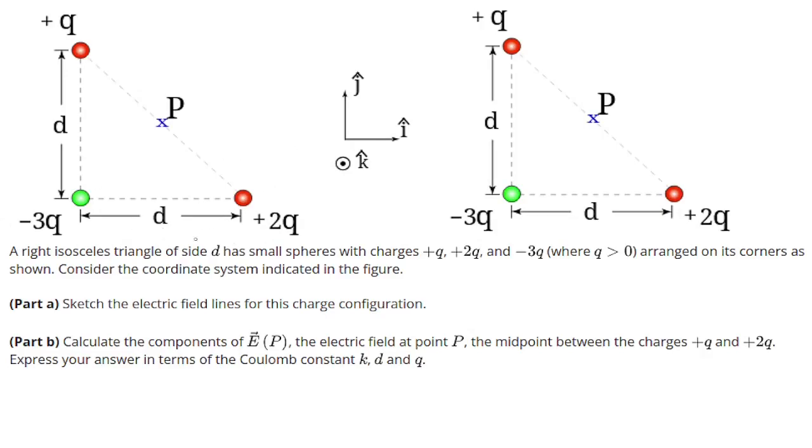A right isosceles triangle of side D has small spheres with charges of plus q, plus 2q, and minus 3q, where q is larger than 0, arranged on its corners, and consider the coordinate system that's indicated in a figure. And in part A, we'll sketch the electric field lines for this charge distribution.